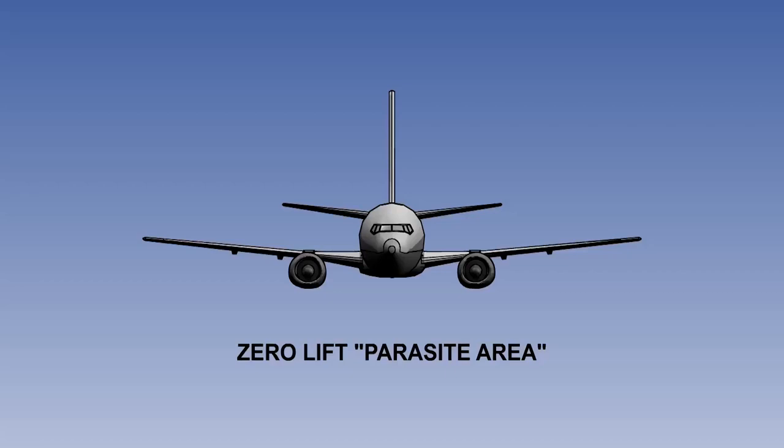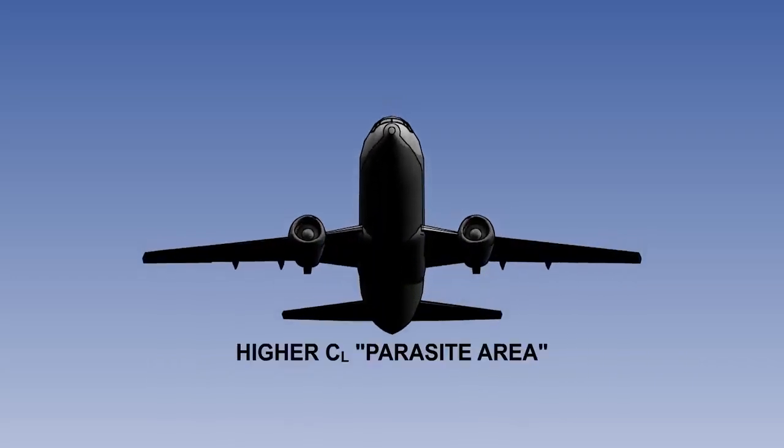Parasite drag, which is the sum of skin friction, form and interference drags, is so called because it is not directly associated with the generation of lift. However, although the connection is not direct, parasite drag does in reality vary with lift. As the CL increases with higher angles of attack, the parasite area increases with the greater frontal area presented to the relative airflow.